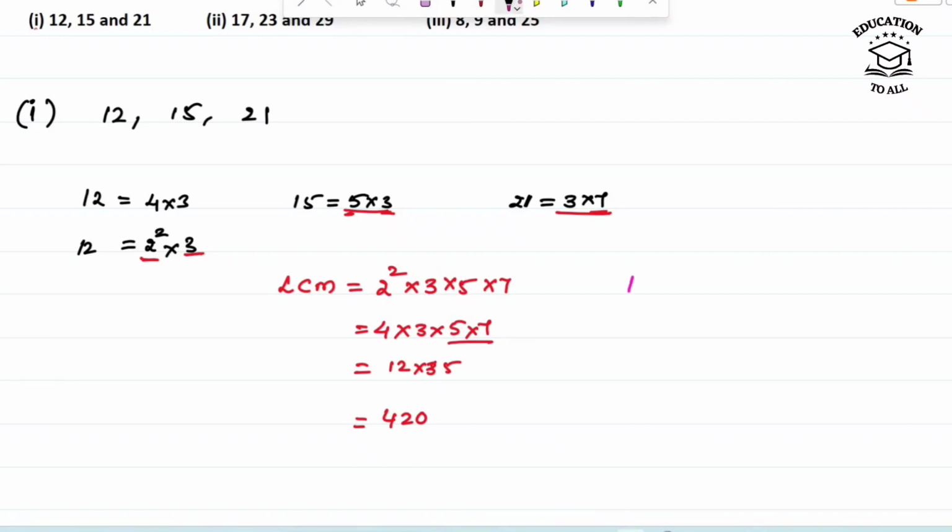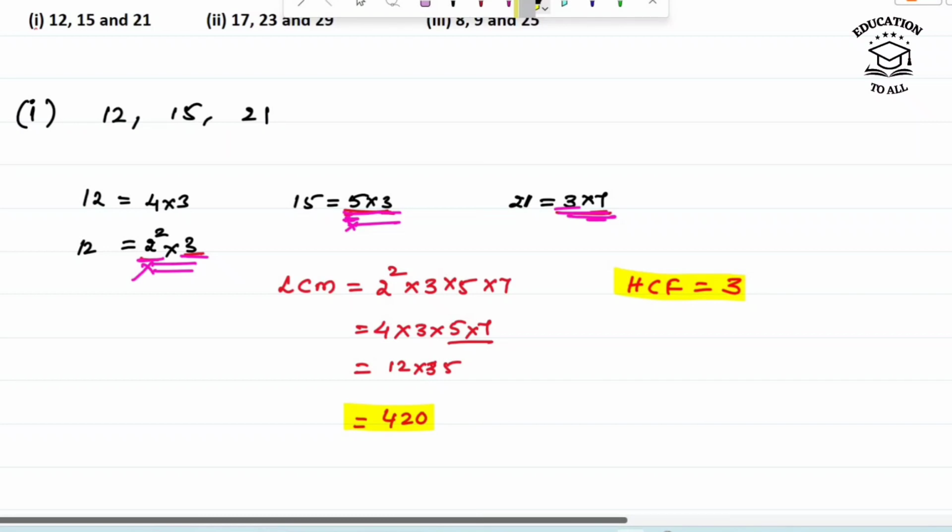Similarly, try to find the HCF for the numbers. The HCF of these three numbers: 2 square, no 2, no 2. So 2 is not considered in it. So 2 is eliminated. 3, 3, 3, only one 3 will be there. 5, no 5, no 5. Can I consider 5? Absolutely not. Next 7, no 7, no 7. So 7 is also not to be considered. Therefore the HCF of these three numbers is 3 and the LCM is 420.